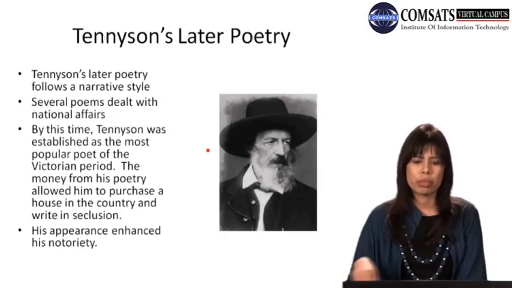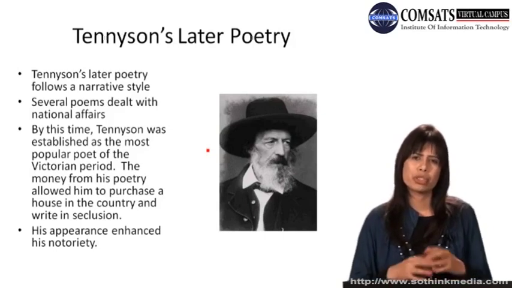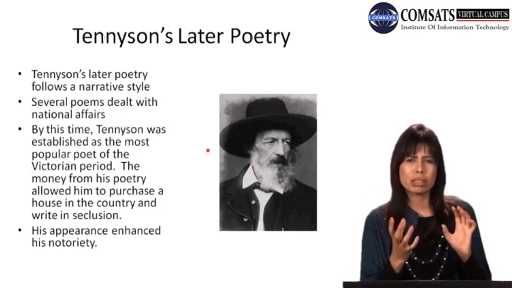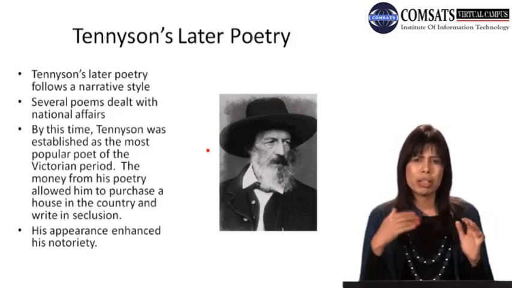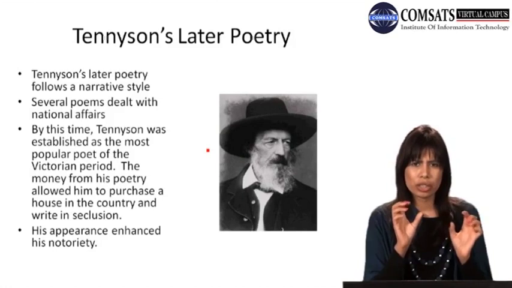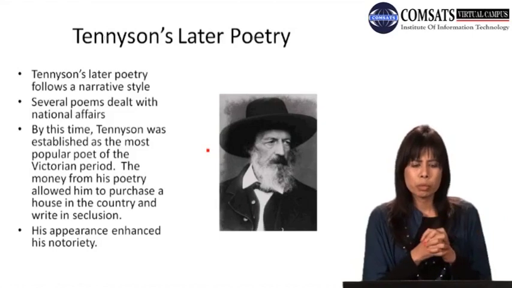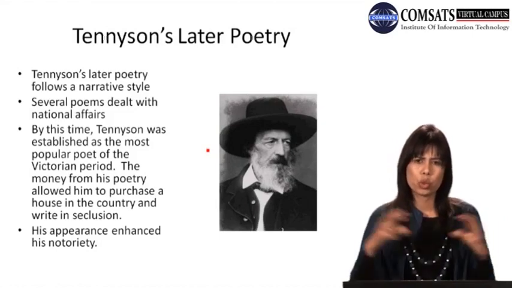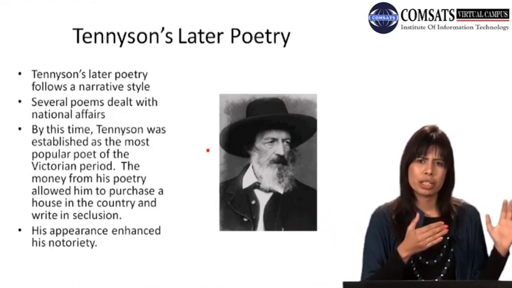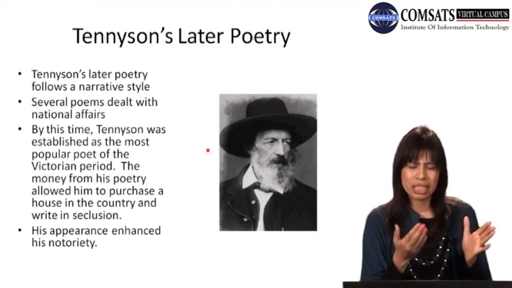Tennyson's later poetry follows a narrative style, like in the form of a story. Previously, he was following some kind of meters in his poetry, but in his later years you could see he started following the narrative style, that is, storytelling. Several poems dealt with national affairs. So what was basically happening at that time, you could see the element of nationality and patriotism in his later poems.